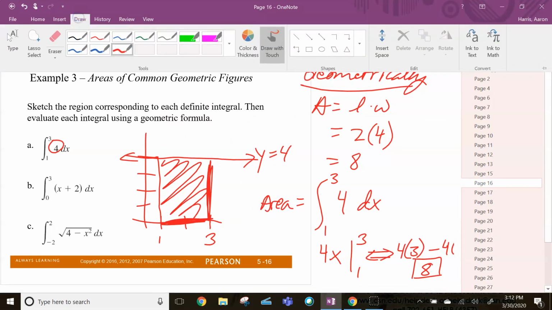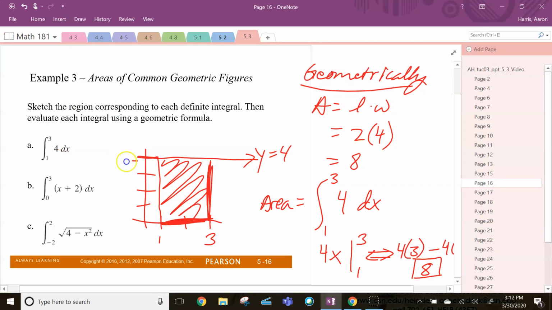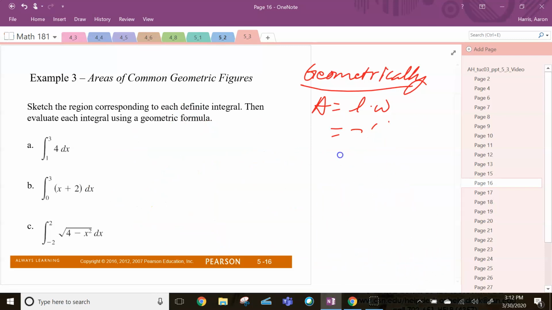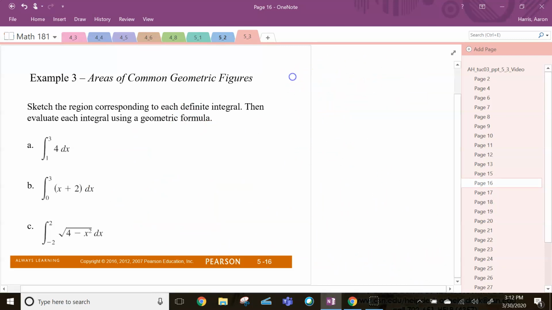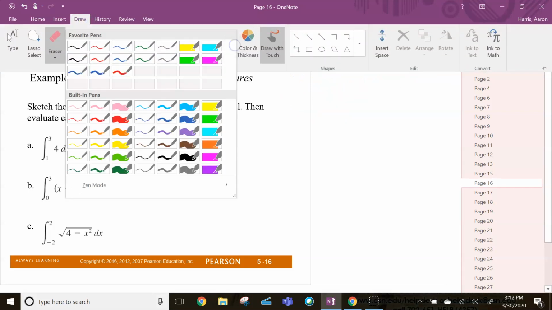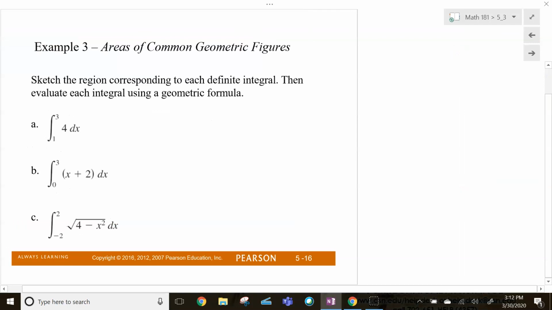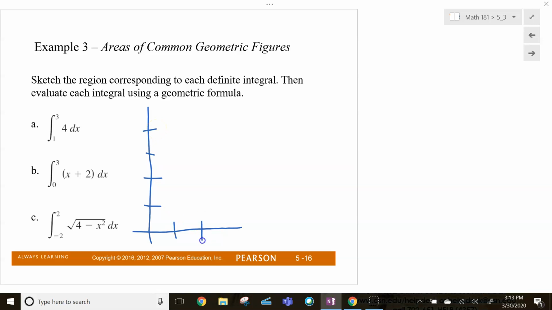Okay, let me erase this now. And let's do this next one. So now we're going to do y equals x plus 2. Let's draw that, from 0 to 3.